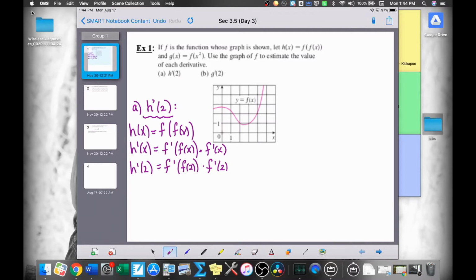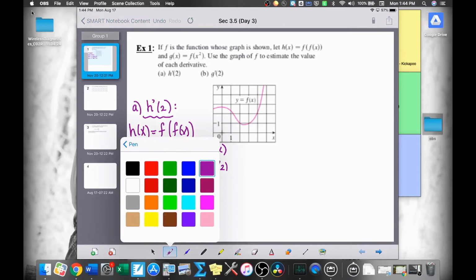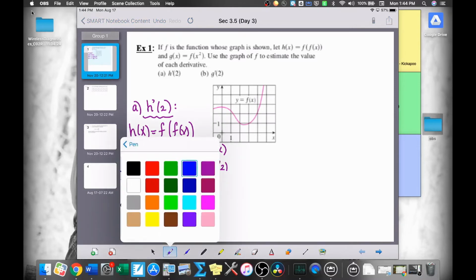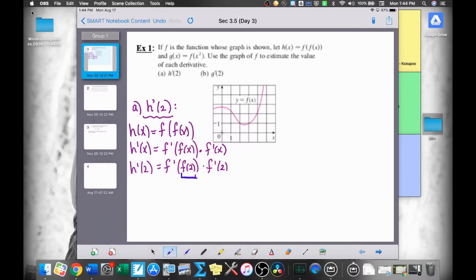All right, well now it's time to use the graph because I need to know what is f of 2 and I need to know what is f prime of 2. Well, f of 2 is just going to be the value of the function when x is 2. So when x is 2, the value of my function is 1. So this becomes f prime of 1 times f prime of 2.